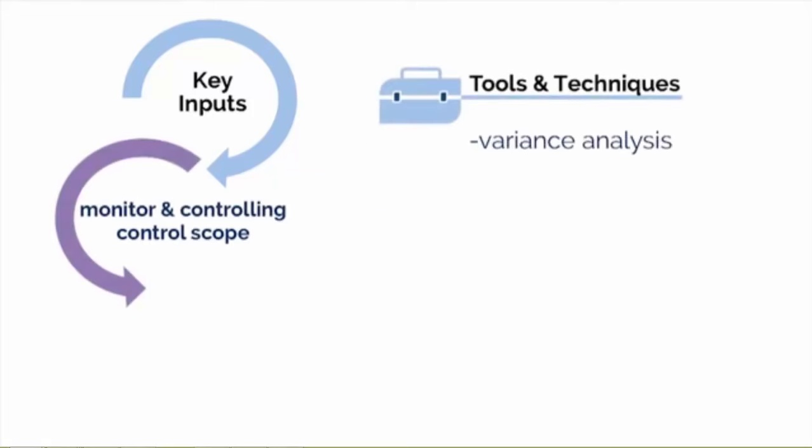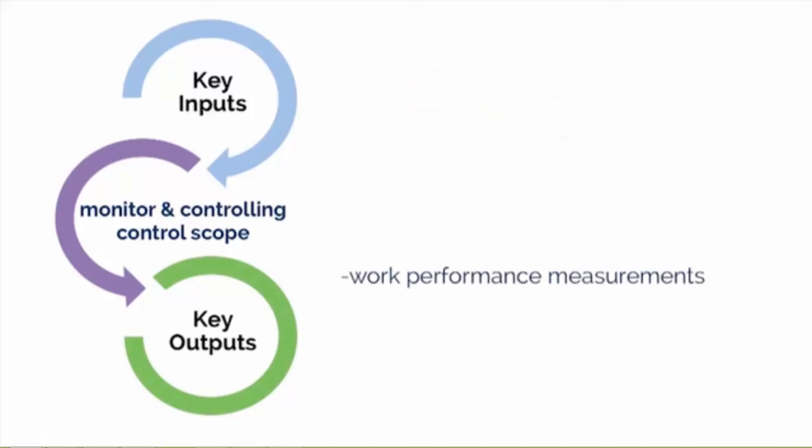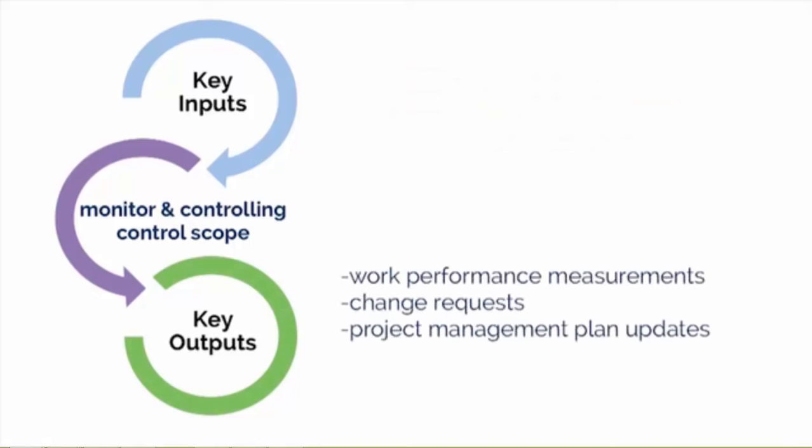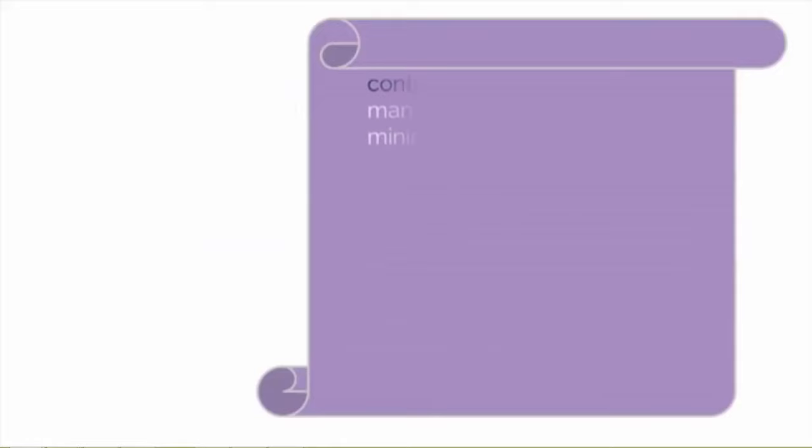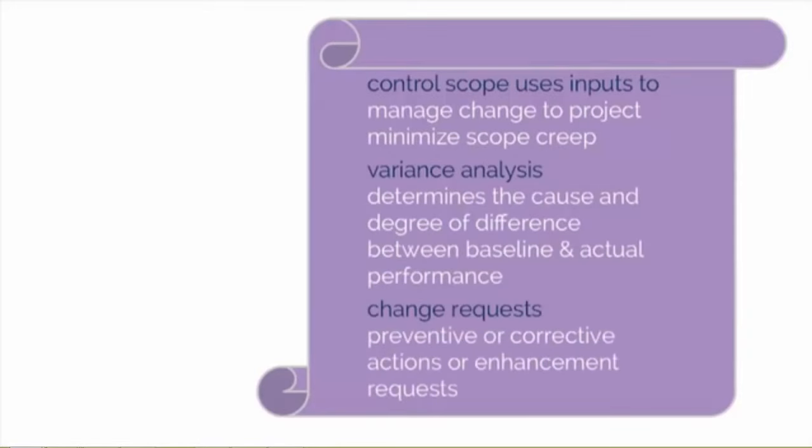Obviously, variance analysis is the one key technique used in this process. This determines the cause and degree of difference between the baseline and actual performance. In the Control Scope process, decisions are made whether corrective or preventive action is required. The Control Scope process produces 5 outputs: work performance information, change requests, project management plan updates, project document updates, and organizational process assets updates. Essentially, we will have a lot of information gathered at this point as it relates to the work we have done in this project, including how the project scope is performing compared to the scope baseline.